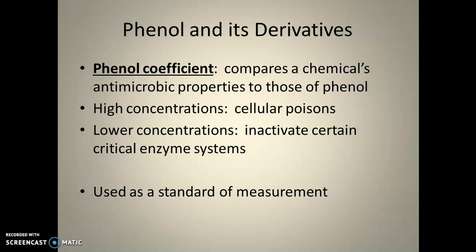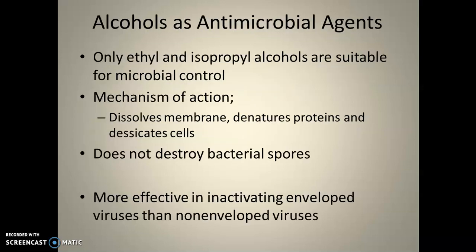There's something called a phenol coefficient, which is just sort of a standard of measurement where we compare different chemicals and their antimicrobial ability, right? So if you have a really high phenol coefficient, you're considered like a poison. In lower concentrations, you're just inactivating enzymes, so less dangerous, right? So different types of disinfectant chemicals that you're probably familiar with. We're just going to talk about a few of them.